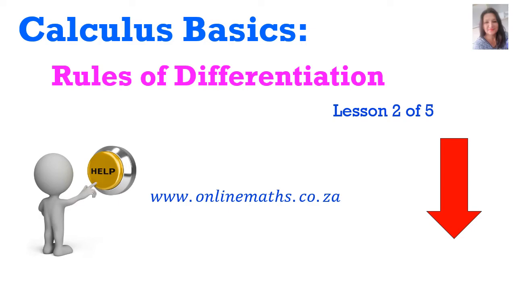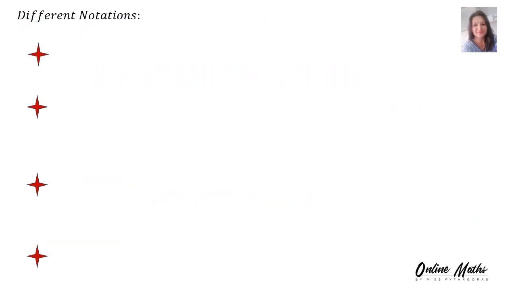Let's start with the maths. Now, first of all, I want to explain the different notations. If it is given that f of x is equal to x squared, then the notation will be f dash x and the answer is equal to 2x.